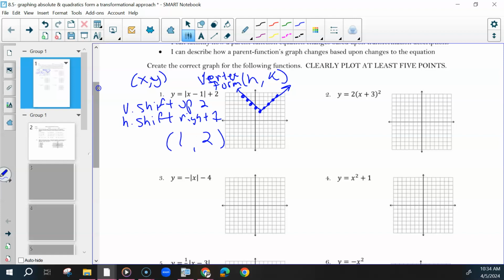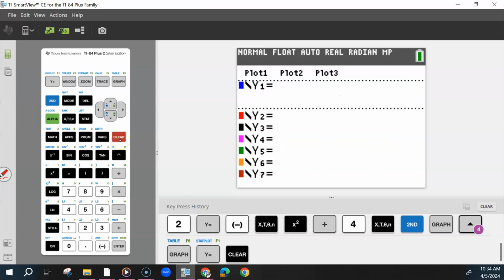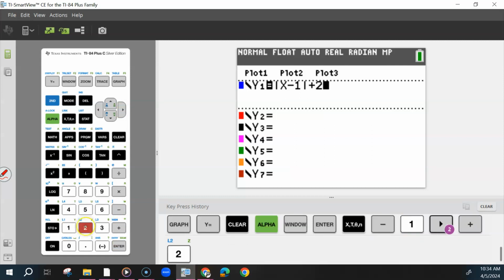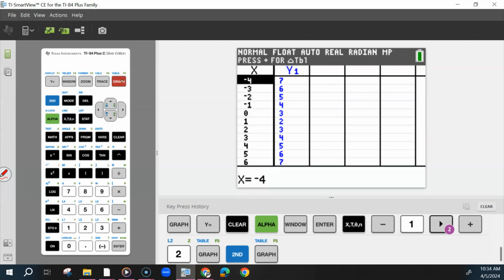Alright, we're going to double check that in the calculator. Go ahead and type this into your y equals. If there's anything in there, clear it out. Your absolute value bars are under alpha window. X minus 1. So type that in. You can either look at the graph or look at the table. I'll look at the graph first. That looks like mine, but I just want to double check. So I'm going to go to the table, and then I'm going to look at my points.